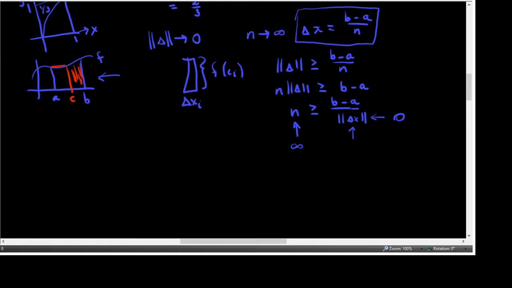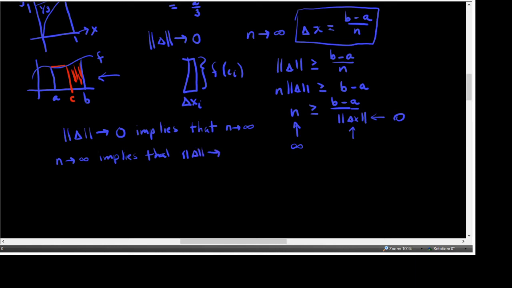The converse of that isn't true. In other words, our statement is, let me make sure this is clear: the norm of the partition approaching 0 implies that n approaches infinity. The converse of that statement would be n approaching infinity implies that the norm of the partition has to go to 0.